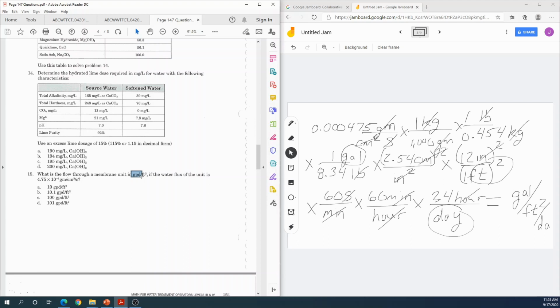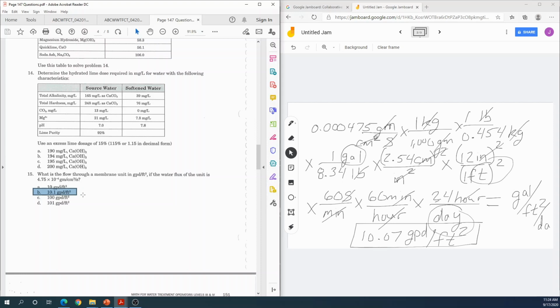When we're all said and done, if we entered everything correctly in our calculator, we should be getting 10.07. And that's going to be gallons per day per square foot. If we come back over here, we round up 10.07, and we're going to get an answer of 10.1 gallons per day per square foot.